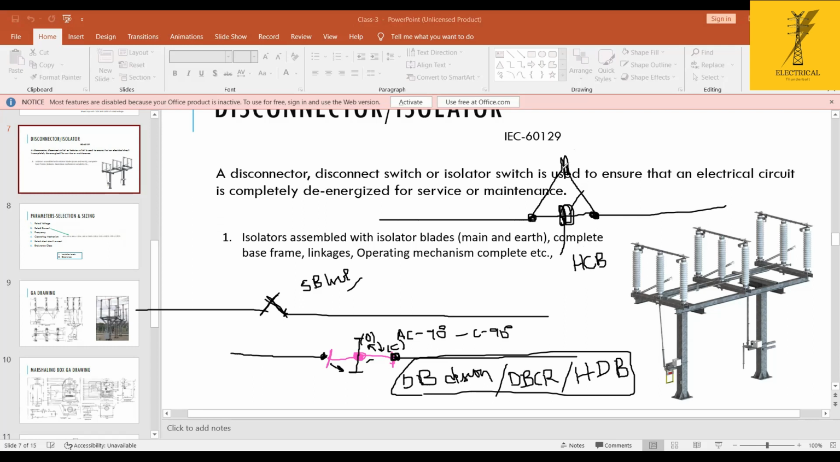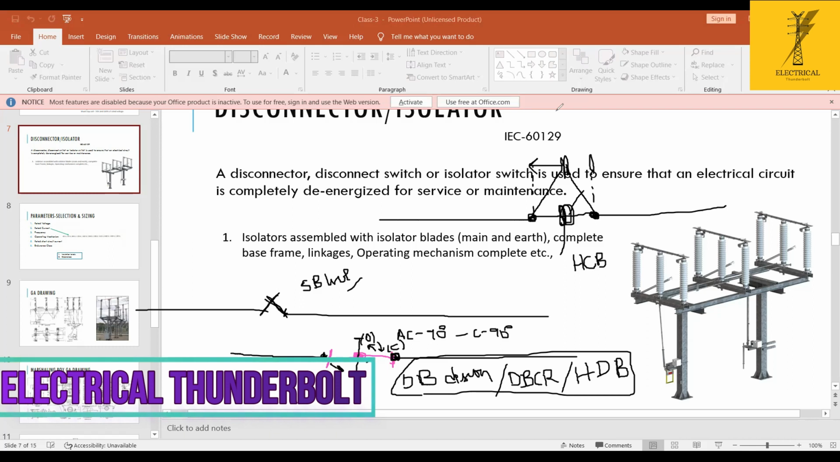These are the different types of isolators. That's the only difference. So these horizontal central break or vertical central break isolators are used from 400 kV onwards and above. At 400 kV and above, they will use the horizontal central break or vertical central break isolators. These are the different types of isolators.